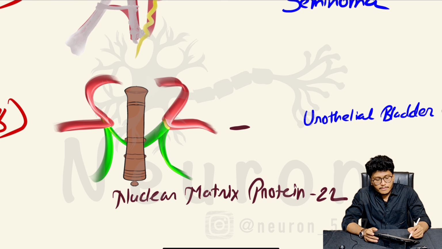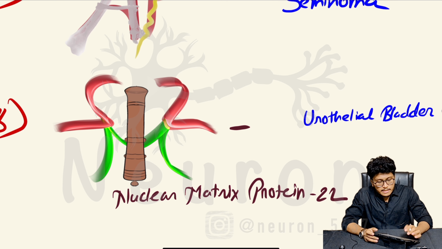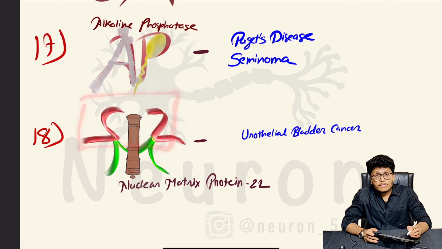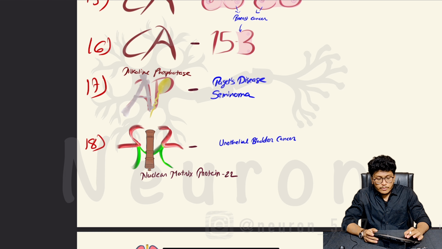The next tumor marker will be nuclear matrix protein 22, NMP22. This is a nuclear bomb and this is matrix. Okay. And this whole matrix and 22 are drawn from ribbons, which are proteins. So nuclear matrix, these are proteins. So protein and 22. This shape is similar to the bladder. So in urothelial bladder carcinoma, the tumor marker will be NMP22. Now let's move to the next tumor marker.